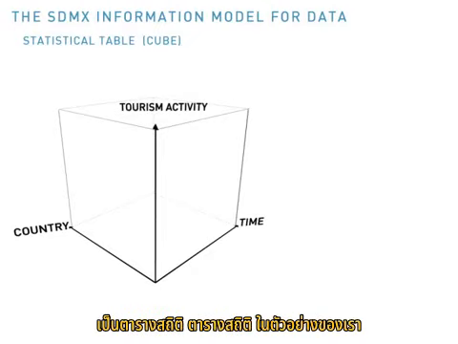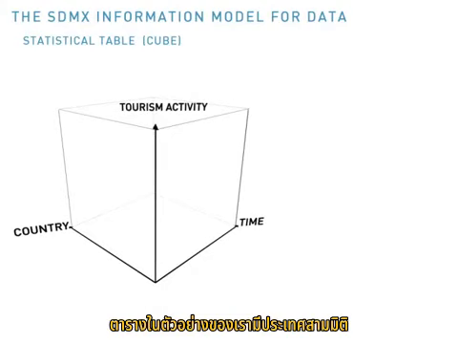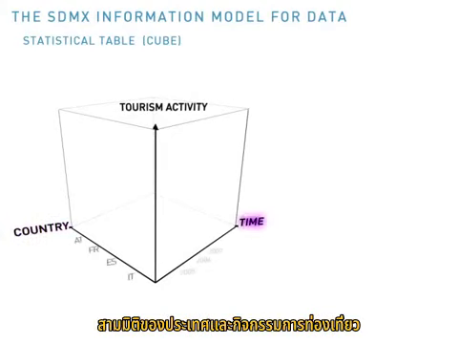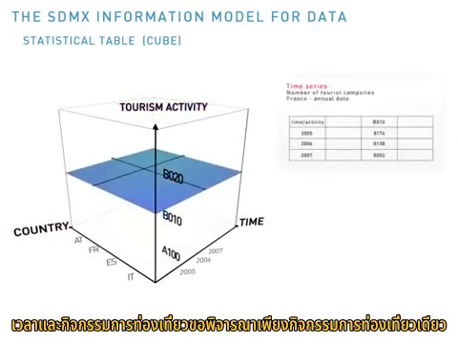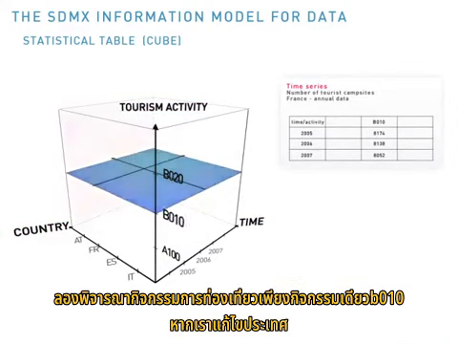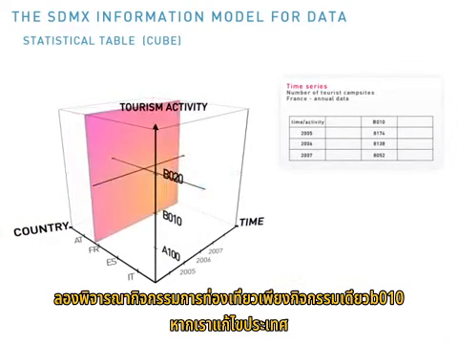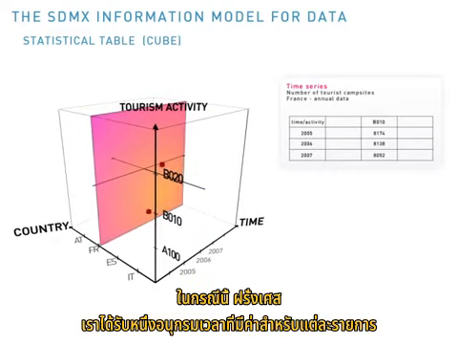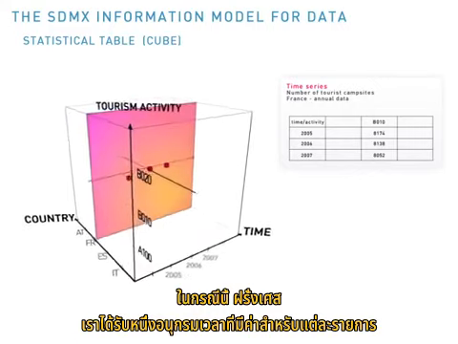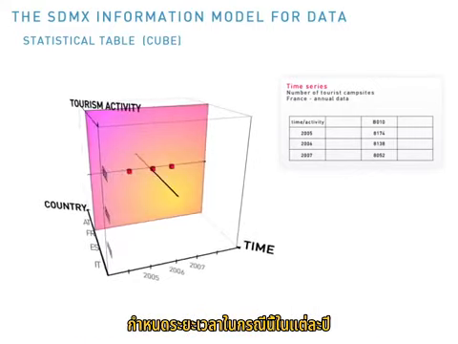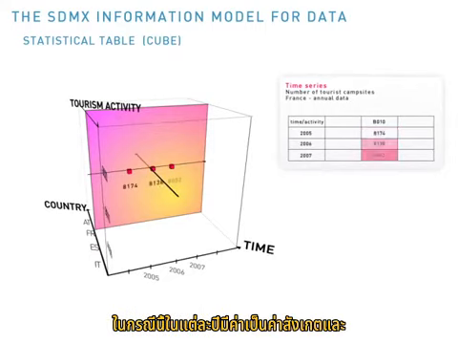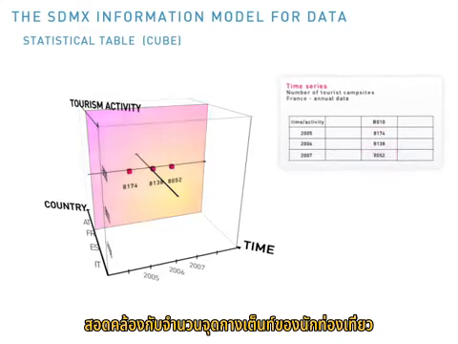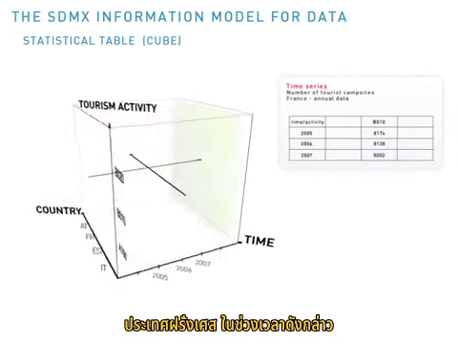The statistical table in our example has three dimensions: country, time, and tourism activity. Let's consider only one, tourism activity, B010. If we fix the country, in this case France, we obtain one time series with a value for each given time period, in this case for each year. The values are the observations and correspond to the number of tourist campsites for France over the given time period.